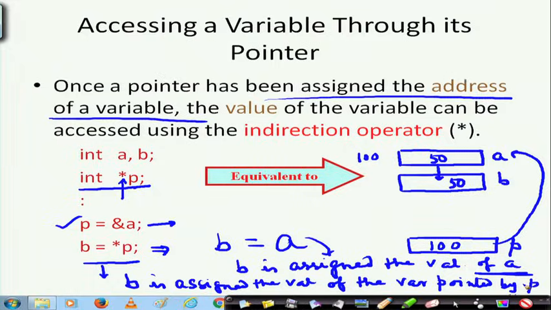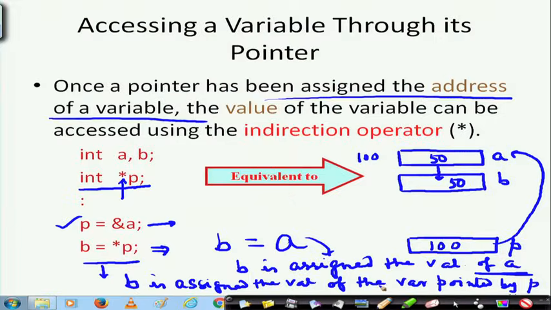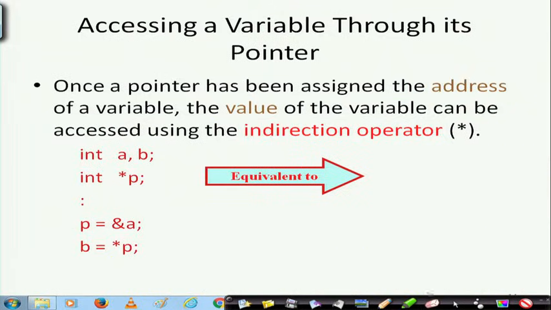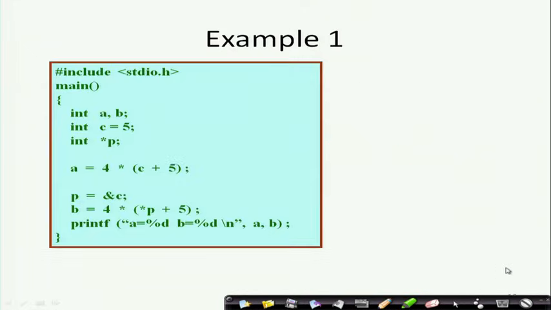Okay? So, this is something that you must very clearly understand. Look at this once again. So, I can now say that this thing is equivalent to B assigned A, but I have done it in an indirect way. If you have understood this, then pointer should be clear to you.